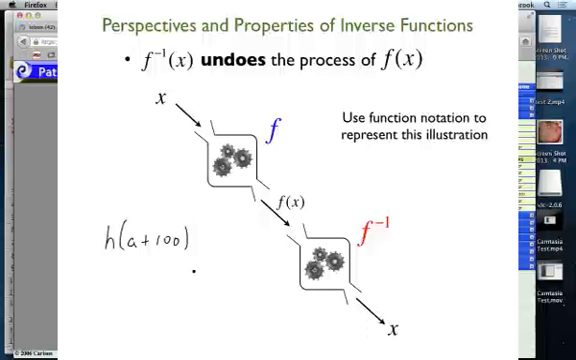Talk to the person next to you. See if you agree. This is our input, and this rule says take the input and square it and multiply it by pi. Yeah, so this rule says take pi times the input squared. So we're going to take pi times the input squared.